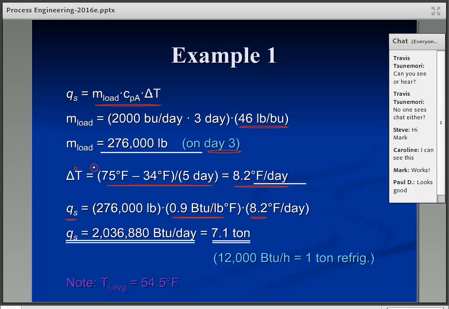Just did a conversion here for refrigeration. Tons is a common unit, so I made that conversion and showed the unit conversion there for your reference.